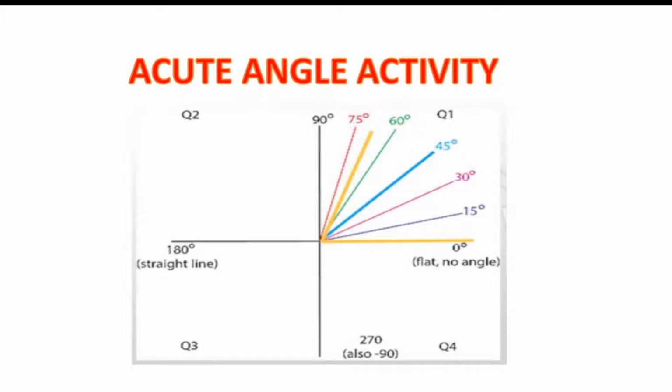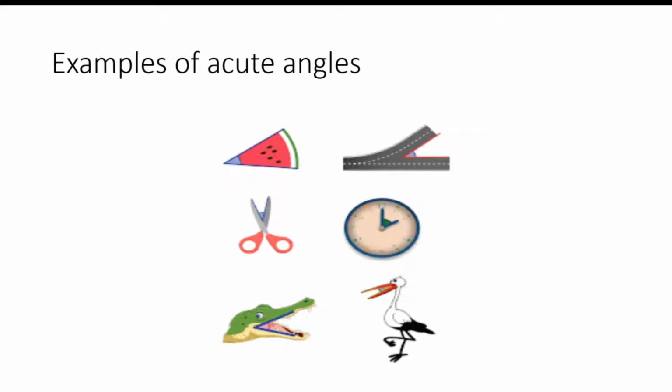Children, today I am going to explain an activity based on acute angle. Let's start. So, children, here we have examples of acute angle, and as you all know, what is an acute angle? The angle whose measure is greater than 0 degree and less than 90 degrees is known as acute angle.